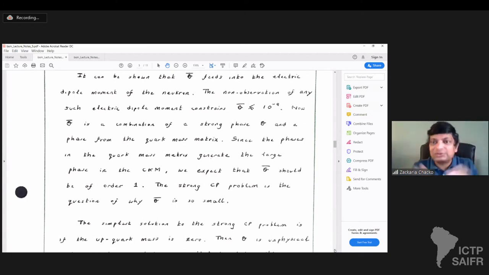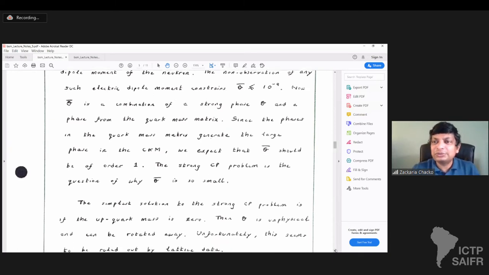So this is the strong CP problem. This is the strong CP problem staring you in the face, okay? Since the phases of the quark mass matrix generate the large phase in the CKM, we think theta bar should be order one. Instead, it's less than 10^-9. Incredible, okay? And as far as we know, there is no anthropic reason for theta bar to be so small.